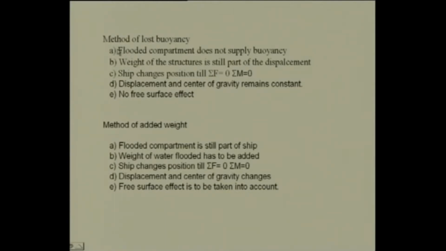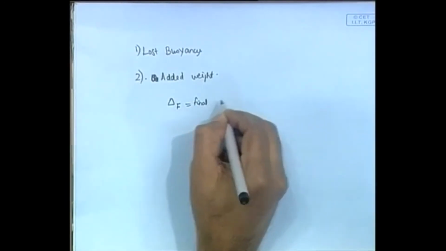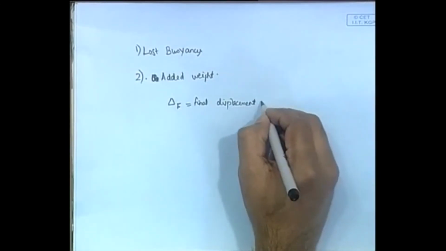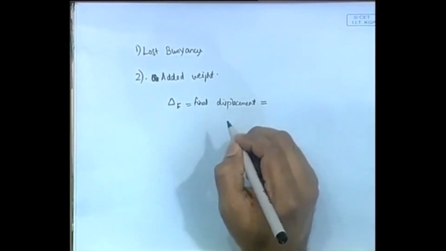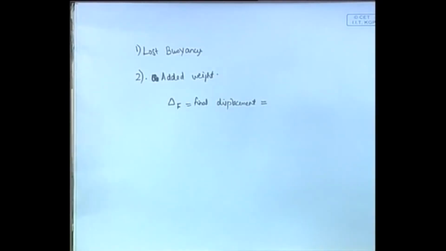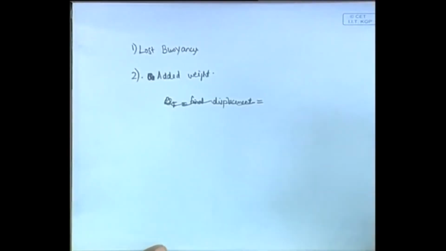Therefore, let us look at this. What we can say is that delta final, which is the final displacement, is equal to one... Oh, sorry, this is added weight, because the displacement does not change in this. So, I have not explained added weight still.